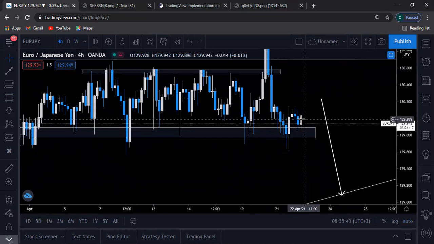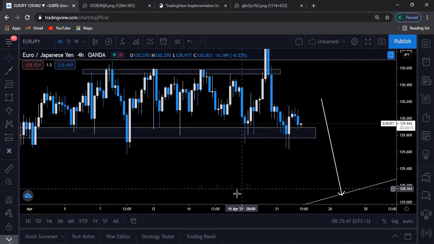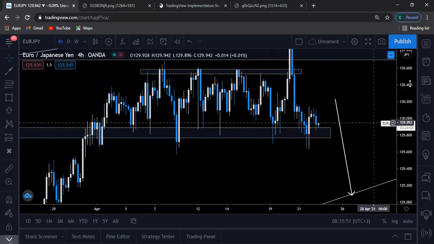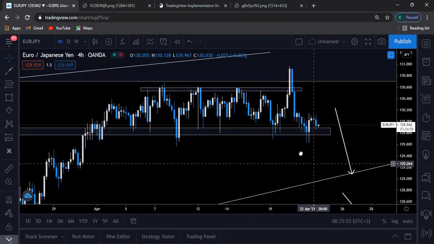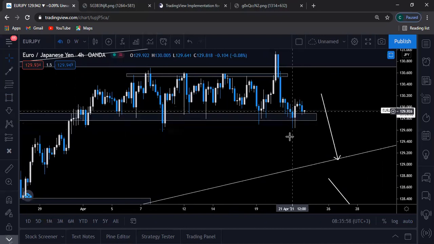Now, the last 4 hour closed the bearish engulfing, but I didn't take this entry because as you can see here, prices are still above this support zone. So anything can happen, right? If prices had broken below here, then I would have been much more comfortable taking the trade. But I'm not comfortable taking the trade right now because it's still above this support zone.